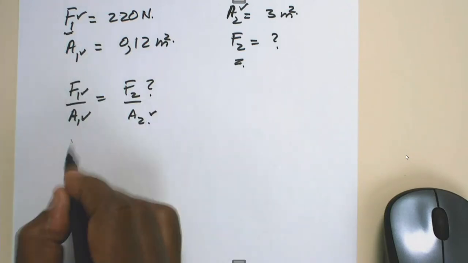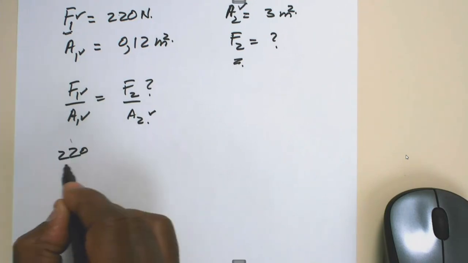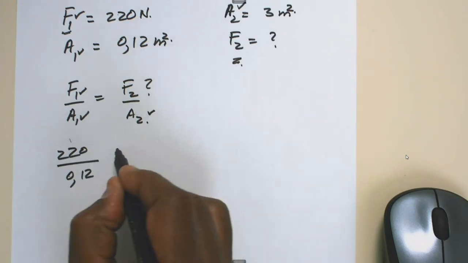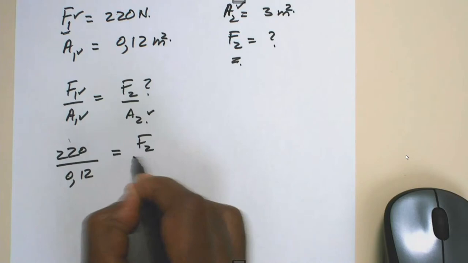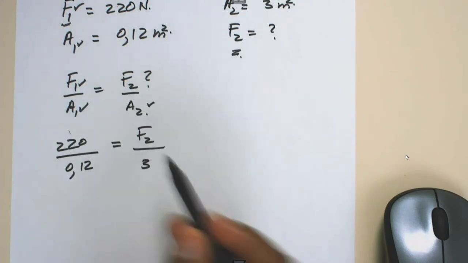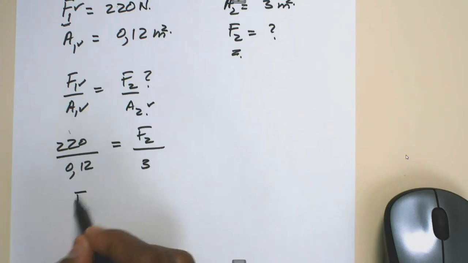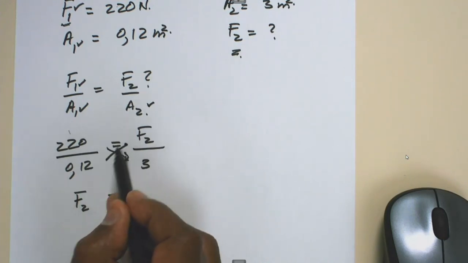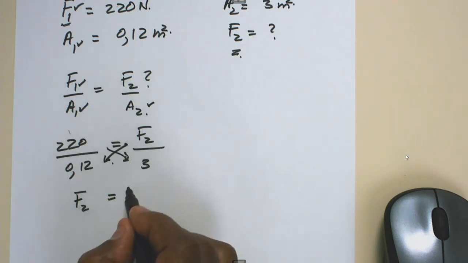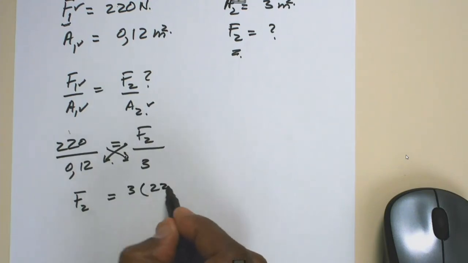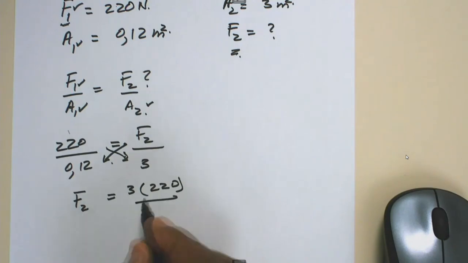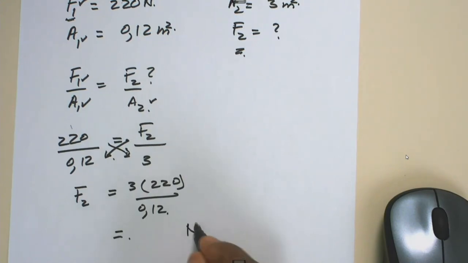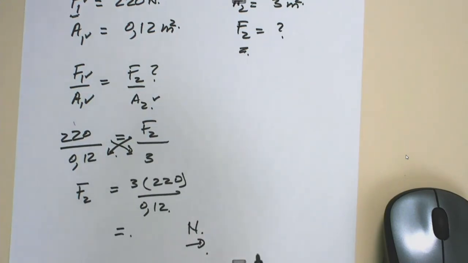So for F1, you have 220 over the area, which is 0.12. And then you have F2 over the area, which is 3 square meters. And then you just calculate F2 by cross multiplication. So you are going to have 3 times 220 divided by 0.12, and that would be the force in newtons that you would have on the larger piston.